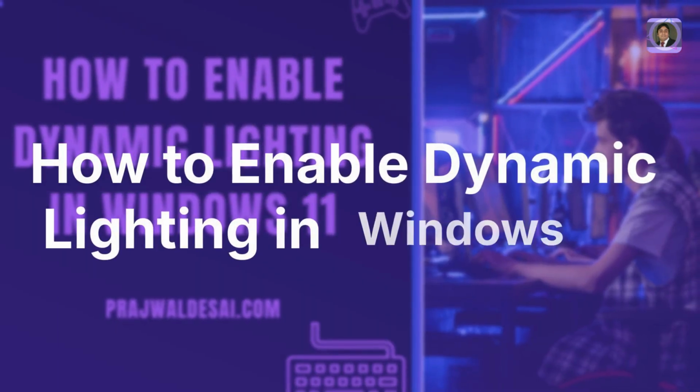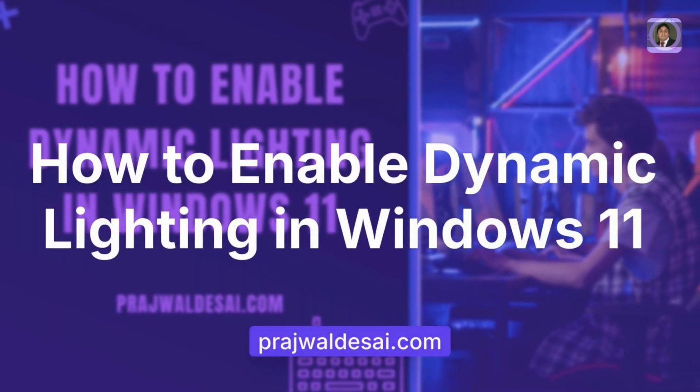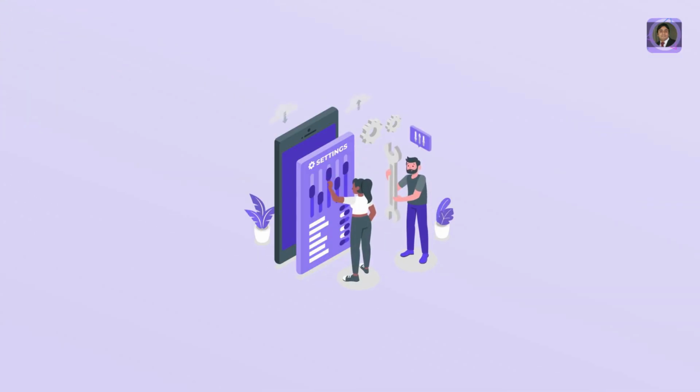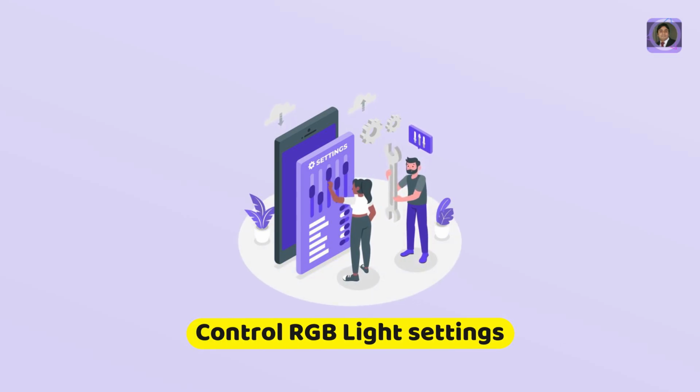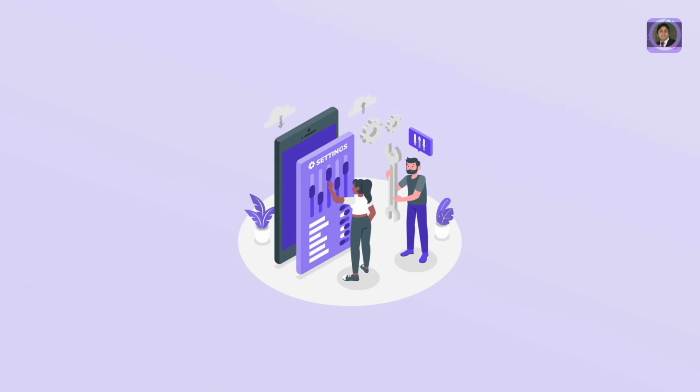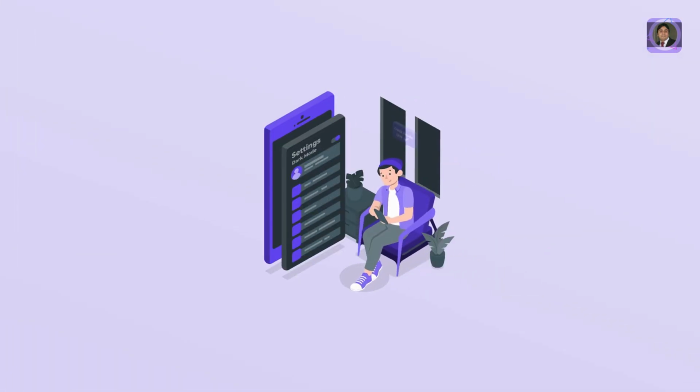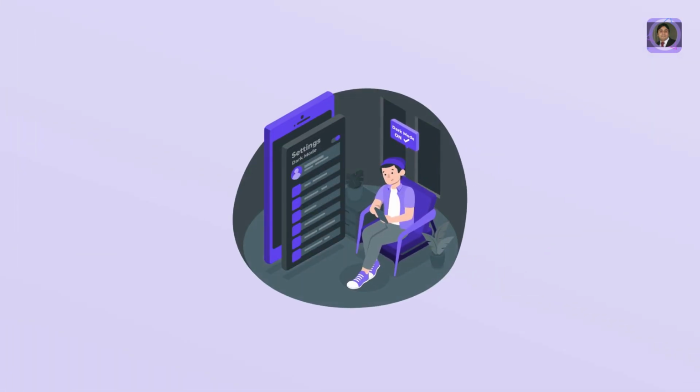How to enable dynamic lighting in Windows 11. Let's explore how to enable dynamic lighting, a fantastic feature that lets users control their RGB devices right from Windows 11 settings. The dynamic lighting feature allows the users to control their RGB devices in Windows settings.